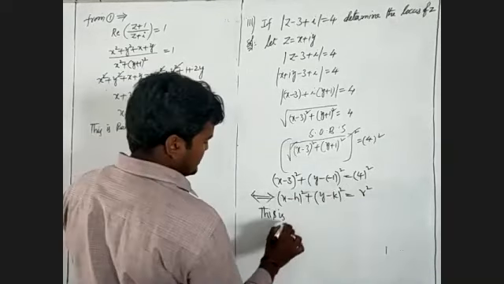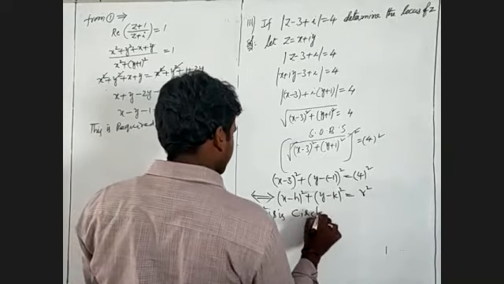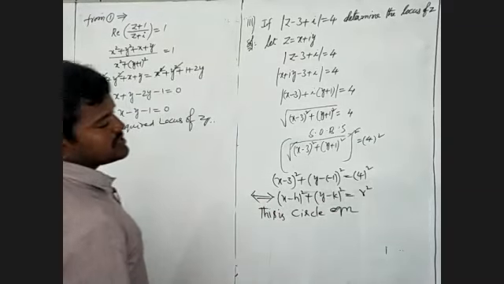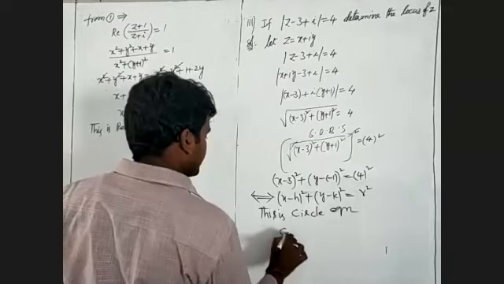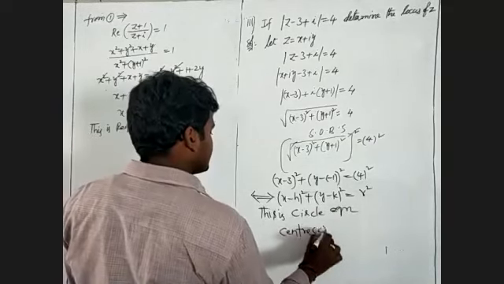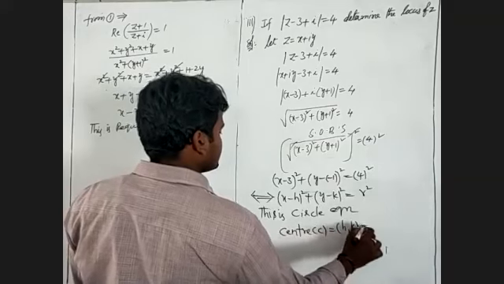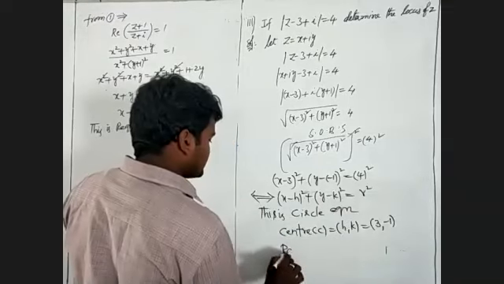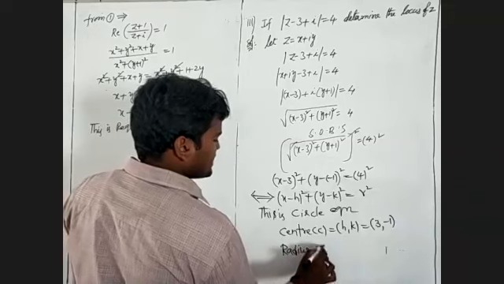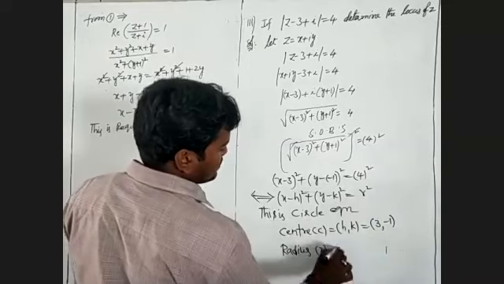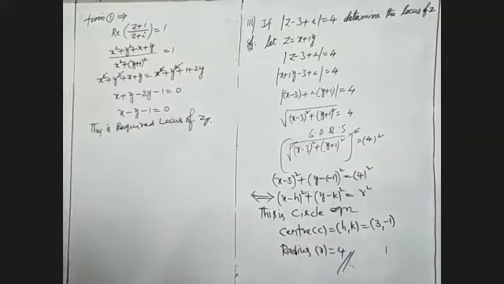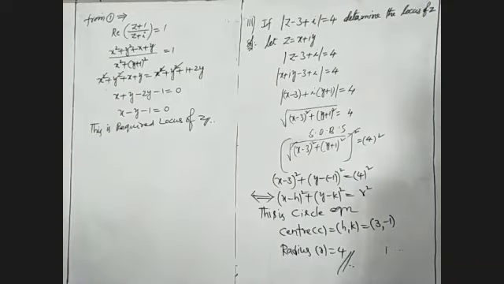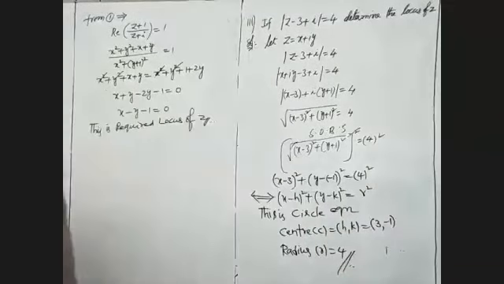What is this? This is the circle equation. Since this is the circle equation, we have to write its center. Center C is nothing but (h, k), where h is 3 and k is minus 1. After that we write the radius. Radius: r square is nothing but 4 square, where r is nothing but 4. This is the given locus of z.